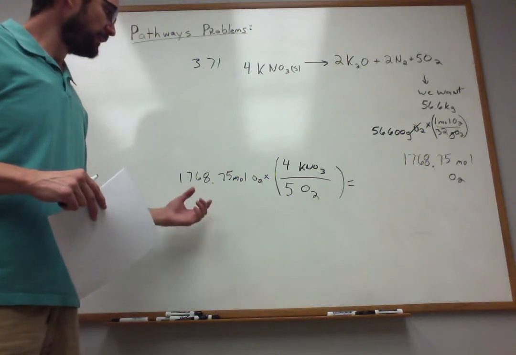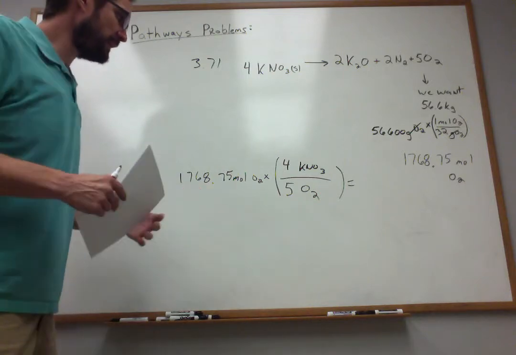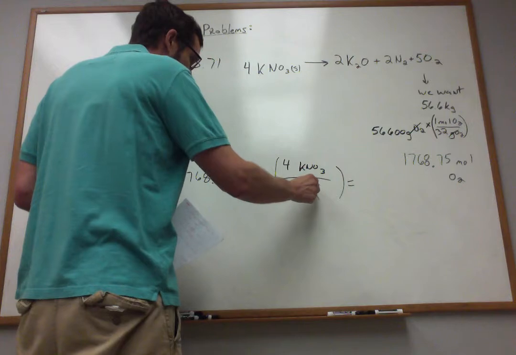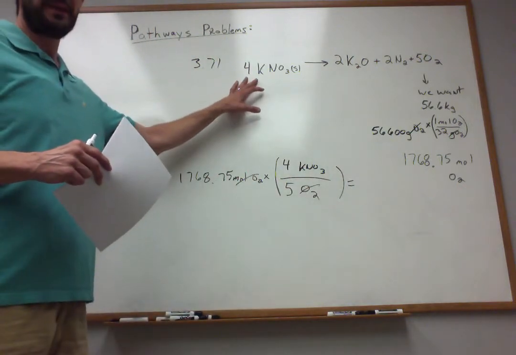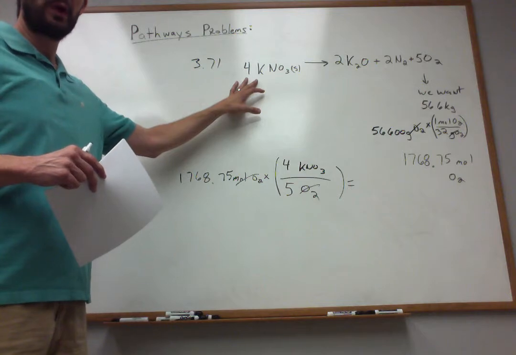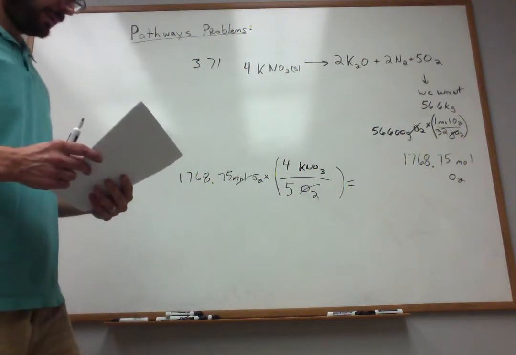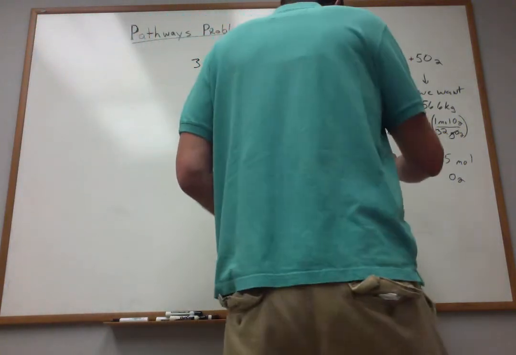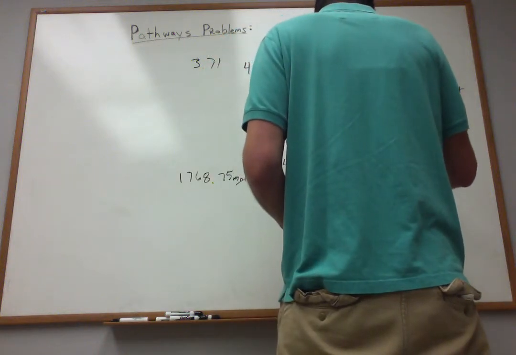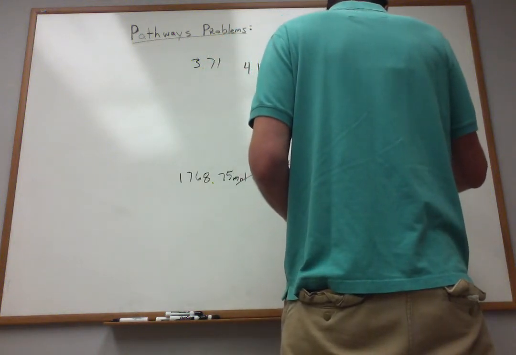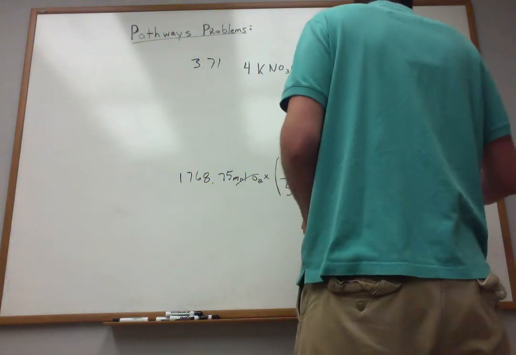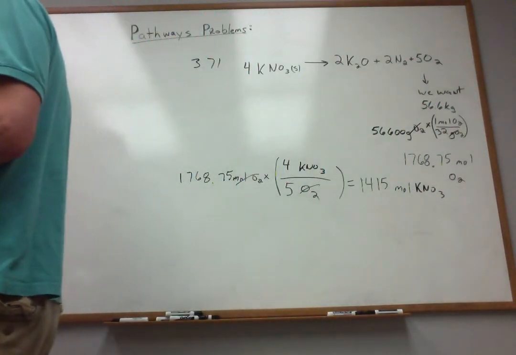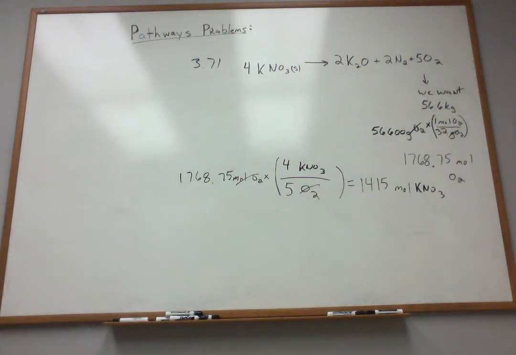Okay? So it seems like if I want to make this much oxygen, 4/5 as much of my potassium nitrate is going to be what's required in mole units. Okay? So I just have to do that math. And I can quickly then figure out that I require 1415 moles of potassium nitrate. So that's the answer to one of these questions.